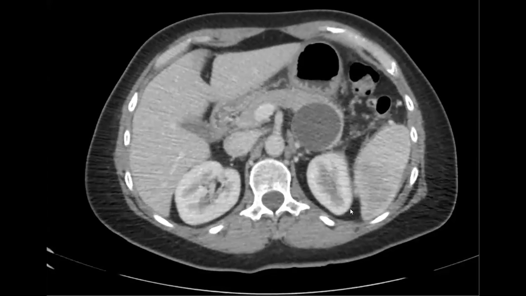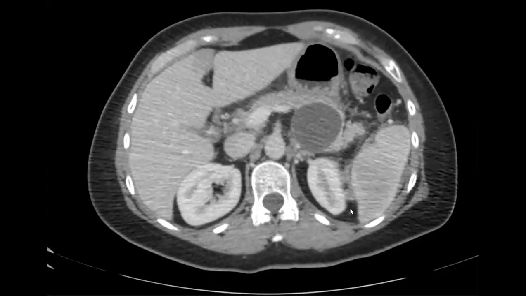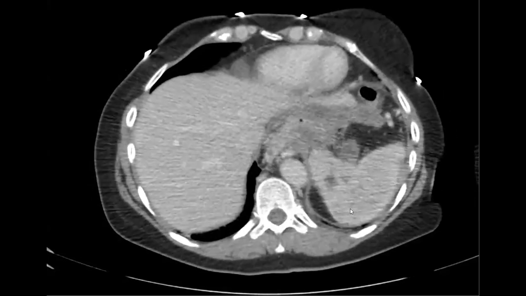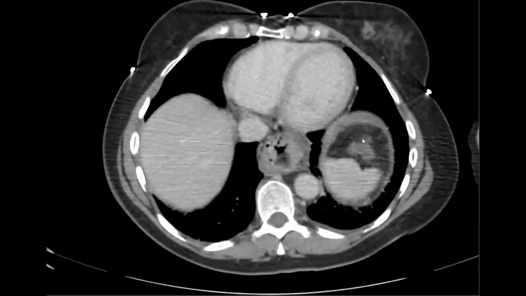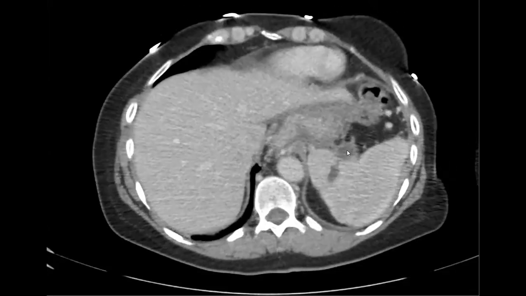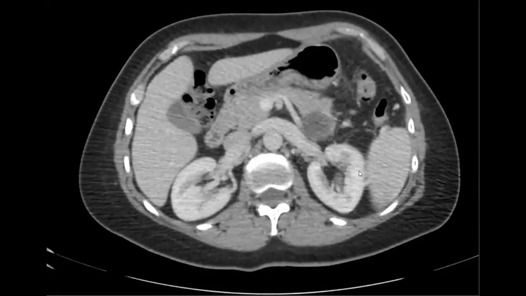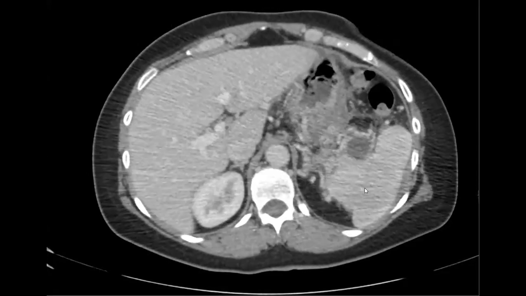All of this kind of looks like pancreatitis, right? Or it could have been a pseudocyst from pancreatitis. Okay, any other thoughts?